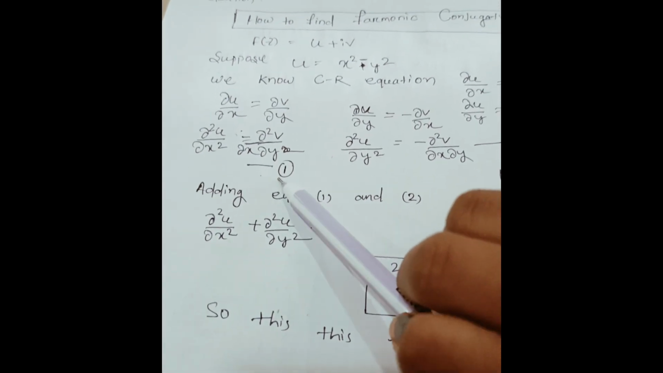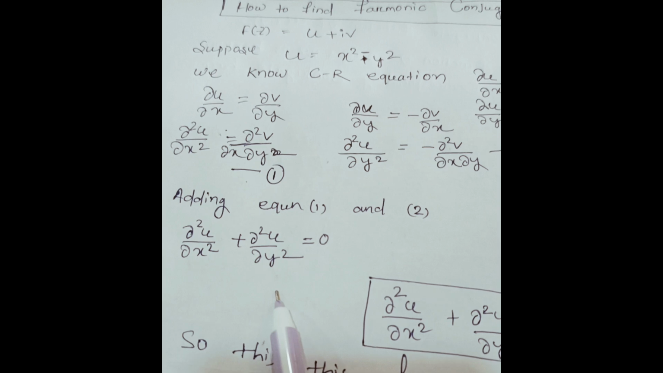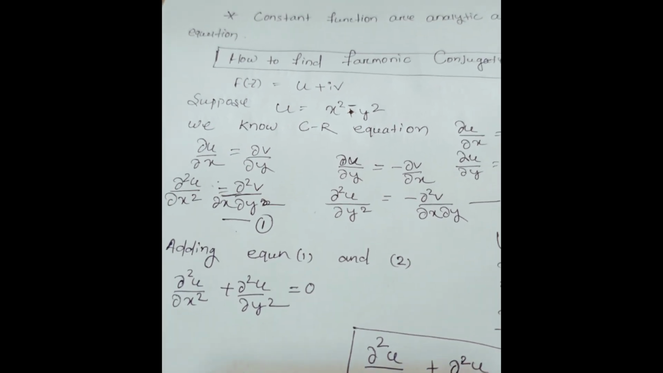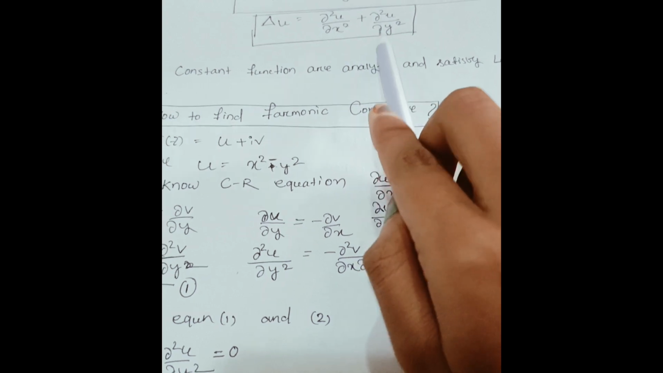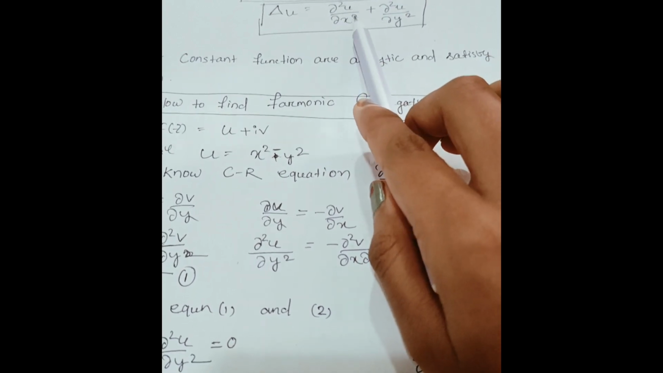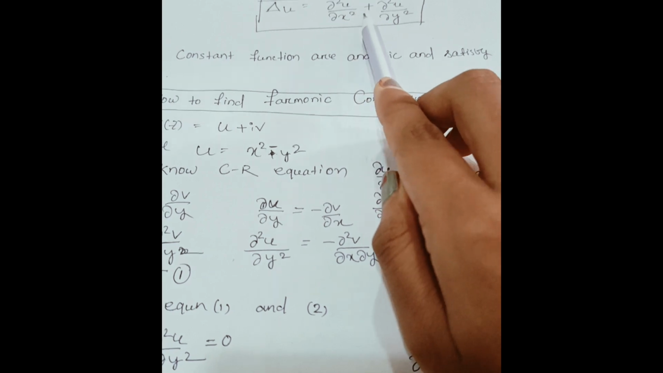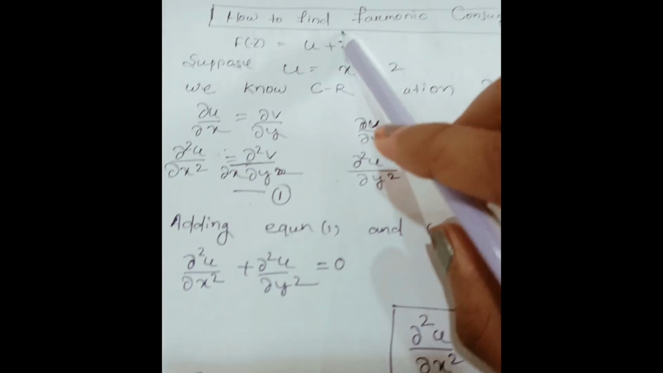Adding these two equations, we find del squared u by del x squared plus del squared u by del y squared equals 0. This equation is called the Laplace equation. And what is a harmonic function? If this Laplace equation is satisfied, the function is called a harmonic function. Let us see an example.